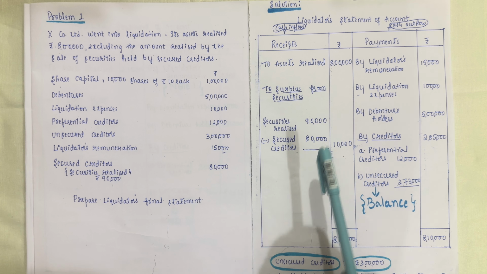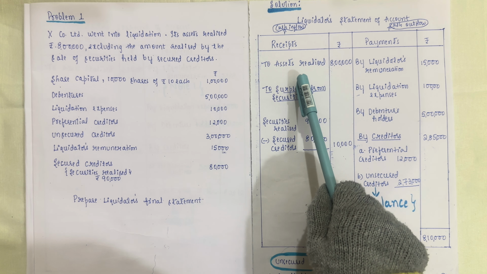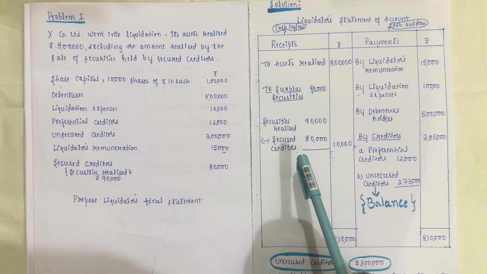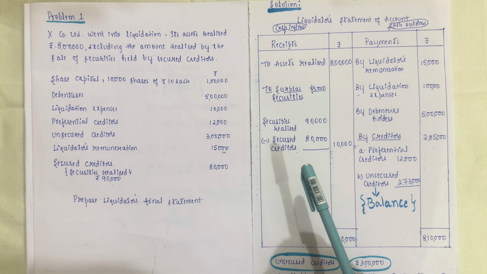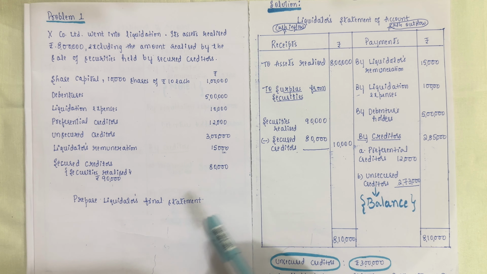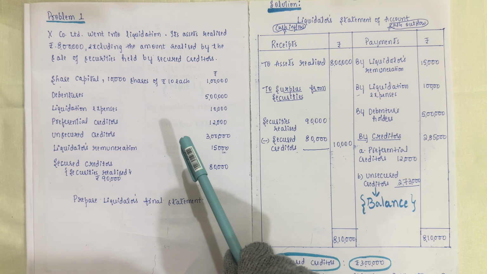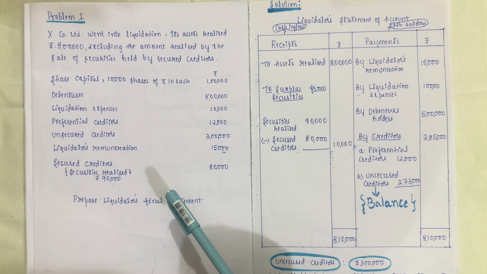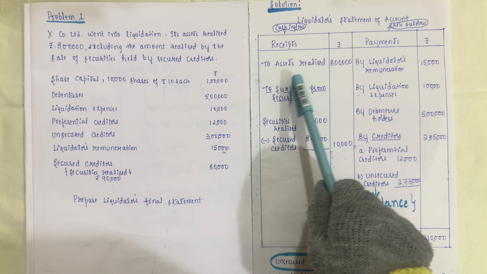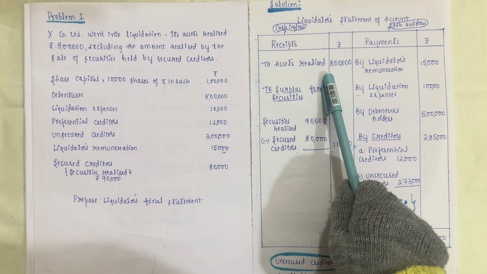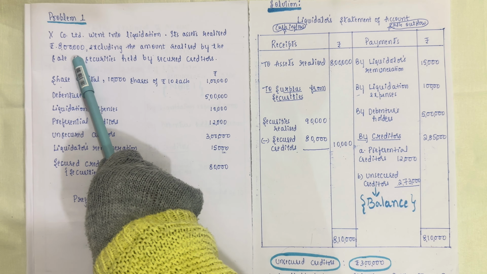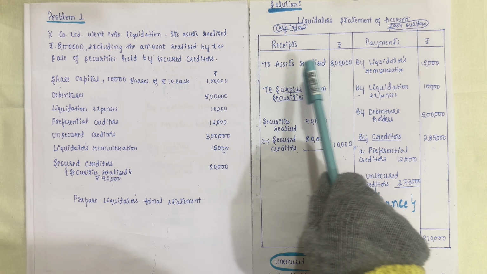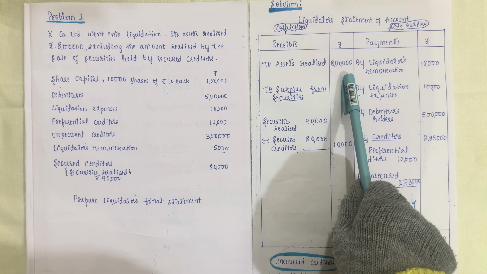Now, firstly, let us go on entering on the receipt side. If you go to the format, at first, what is there? We have cash in hand, cash at bank. But in this problem, if you observe, there is no information with respect to cash in hand or cash at bank. After that, what we have is asset realized. With respect to this, we have the information here. Asset realized rupees 8 lakh. The same amount we are writing here. Assets realized, how much? 8 lakh.